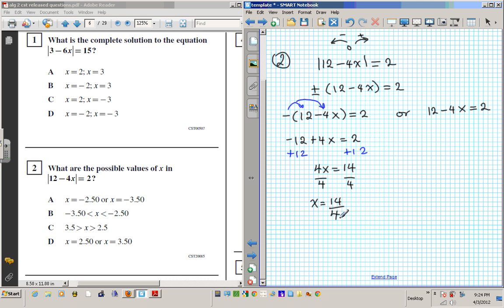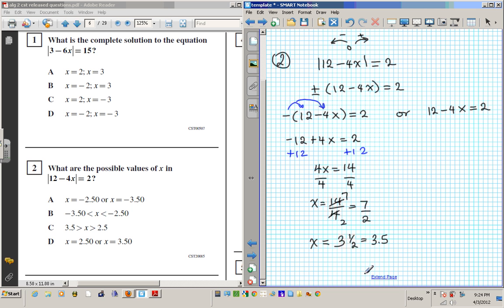This can be reduced, right? Divide top and bottom by 2. So if I divide this by 2, I get 2. And divide that by 2, I have 7. 7 over 2 in mixed form is 3. 2 goes into 7 3 times, remainder 1, 1 half. 1 half is 50 cents, right? So 3.5.